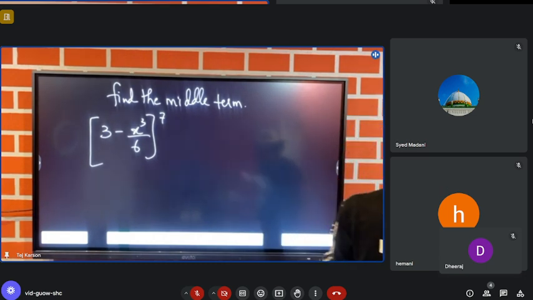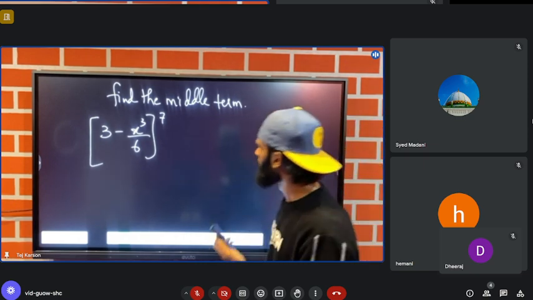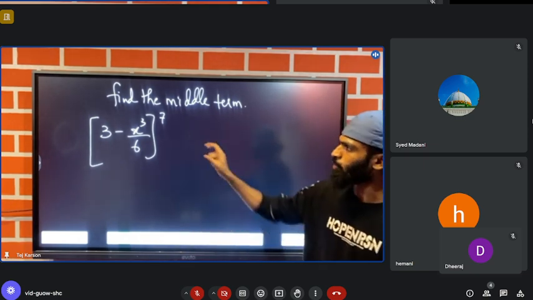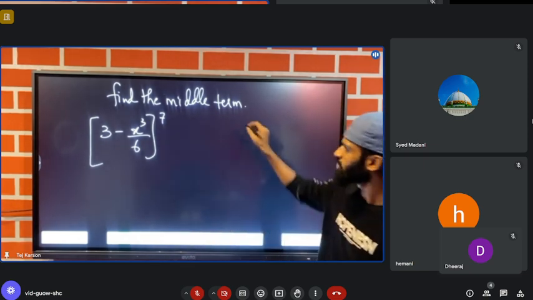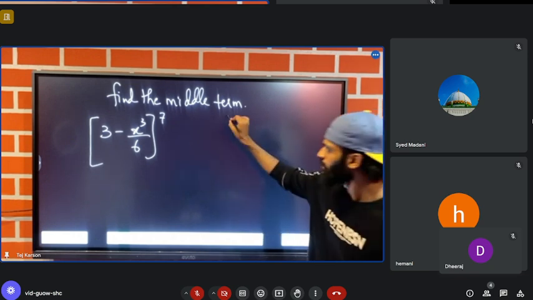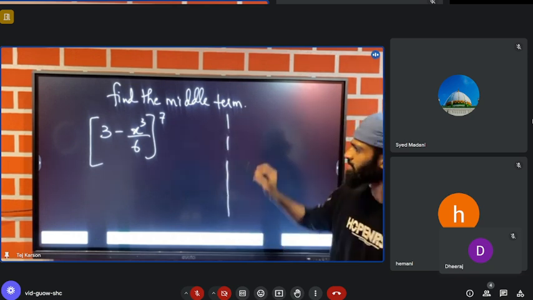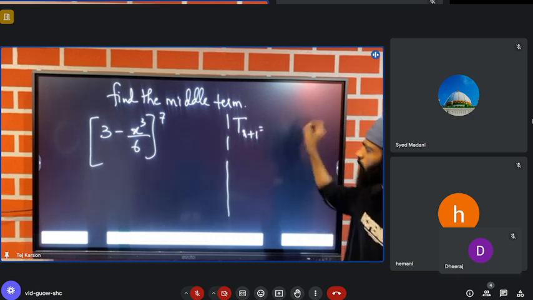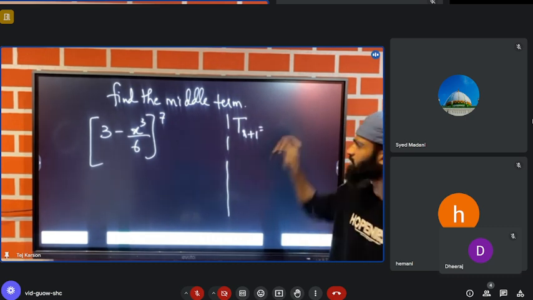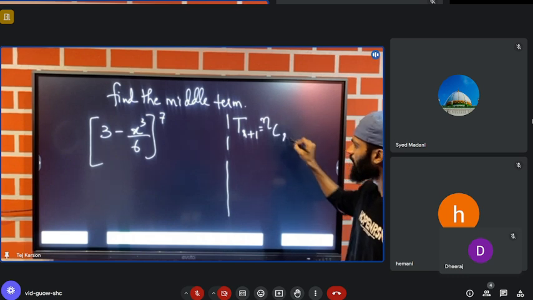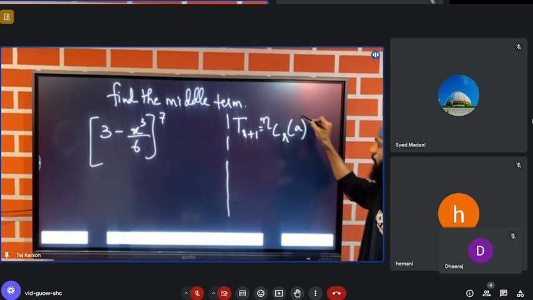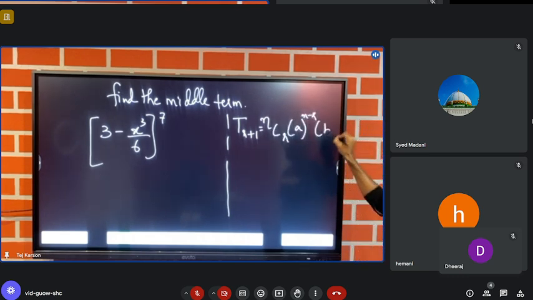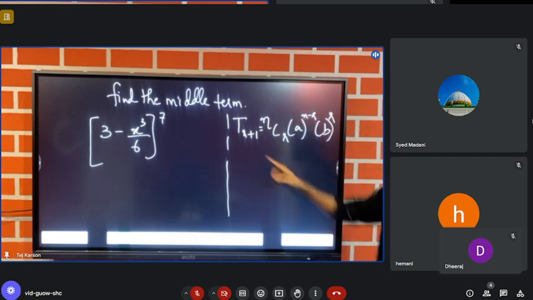Now focus. Before going into this concept, I'll revise yesterday's formula for the first 30 seconds. Left hand side, T(r+1) is equal to, I told you the right hand side will have three subparts. The first part is nCr, A as it is to the power n minus r, into B as it is to the power r. This is the formula.